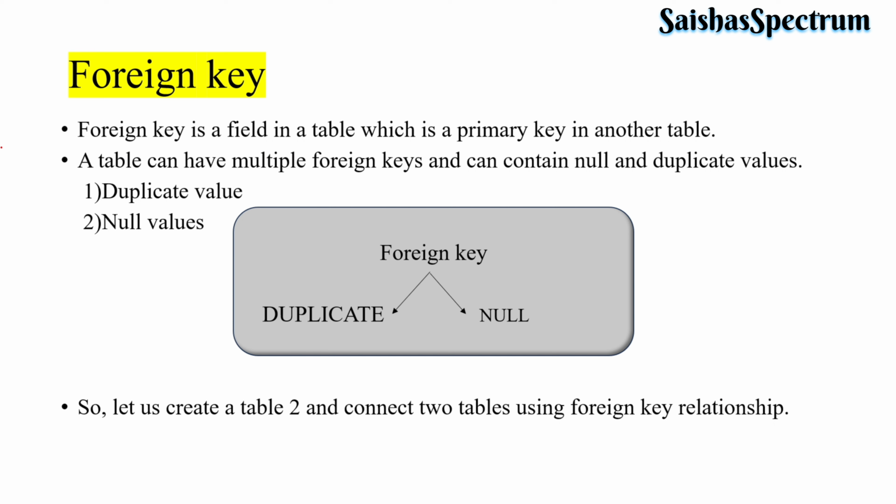Thereafter, let us see foreign key. So what is a foreign key? A foreign key is a field in a table which is a primary key in another table, and we can have duplicate values in a foreign key, and also we can have null values.